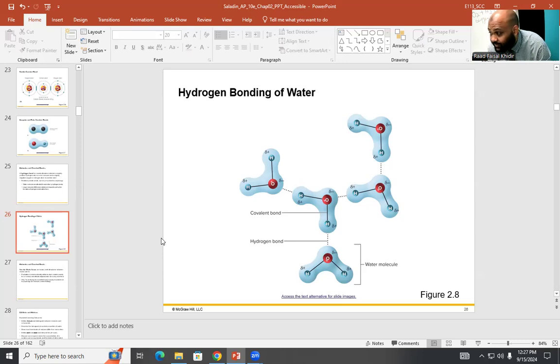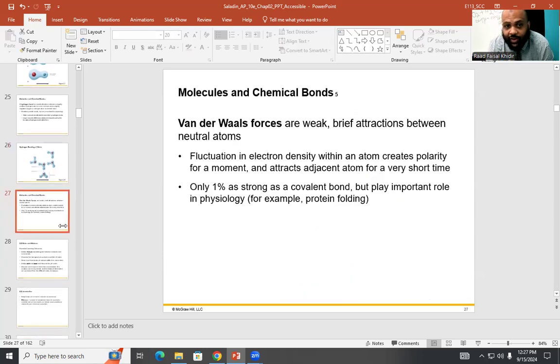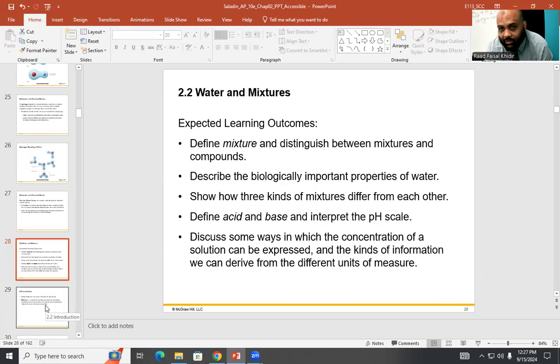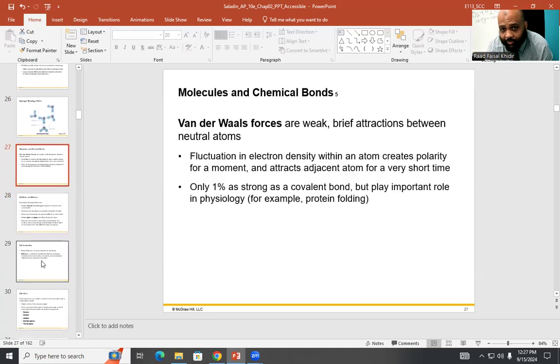Raise your hand if you think it's intermolecular. Raise your hand if you think it's intramolecular. It's inter. Very good. The covalent bond, is it inter or intra? Intra. Excellent. Van der Waals are a third type of bonding, weak, just like the hydrogen bonding, but obviously not as strong as the hydrogen bonding. It's not as strong as covalent bonding, but they are important too.